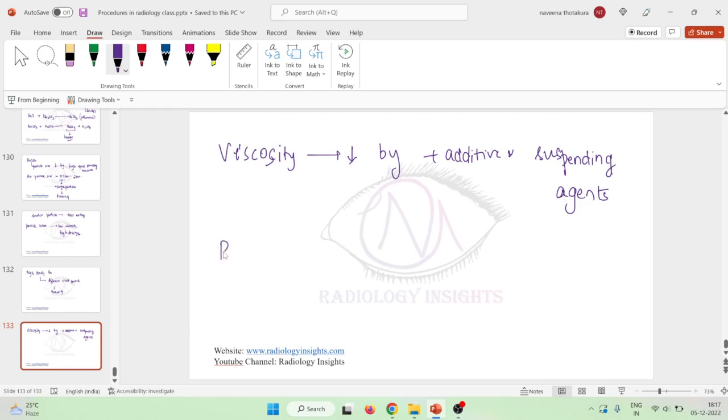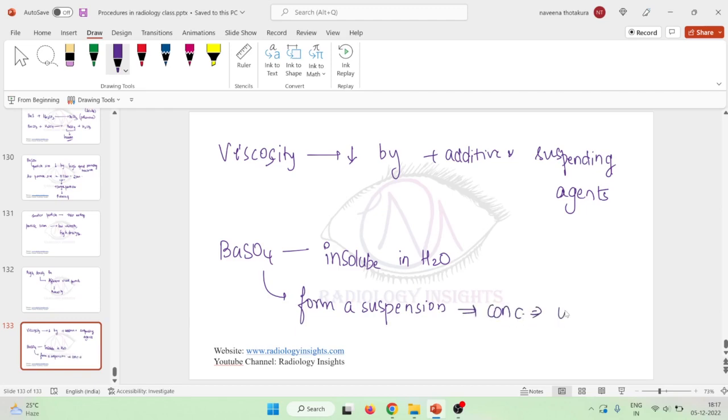Then, barium sulfate is insoluble in water. As we have already said, it does not dissolve in water. So because it does not dissolve in water, it forms a suspension. The concentration of this suspension is mainly expressed by weight by volume. What does this mean? The concentration is indicated in the form of weight by volume.